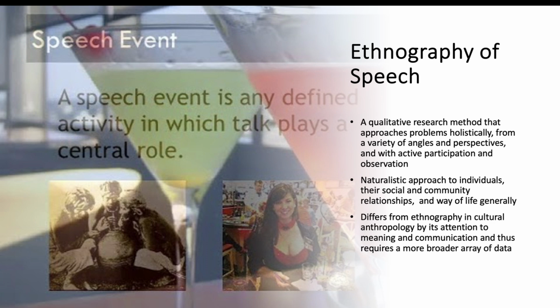It differs from ethnography in cultural anthropology by its attention to meaning and communication, and thus requires a different set of data. So the ethnography of speech is the study of living language between people in a natural setting. This is the dominant methodological approach in linguistic anthropology today.